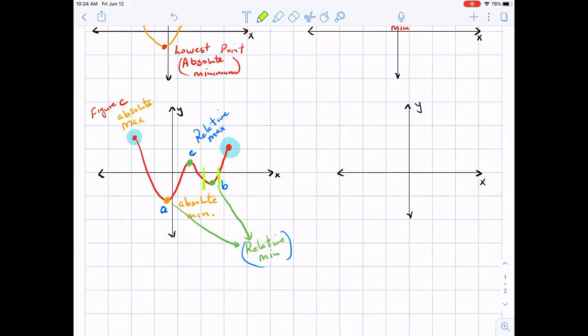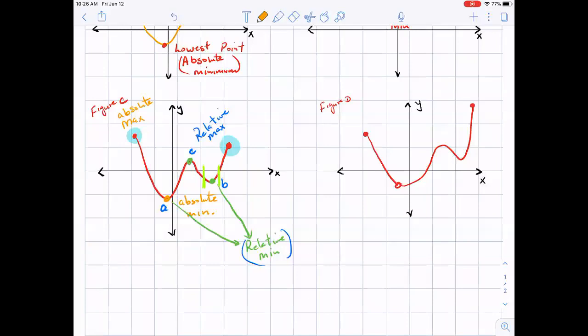Let's look at one more example before I write the definition. So in figure D, what's the highest possible point on this graph? If you look over here, let's call that point A. This is the highest point, so this will be your absolute max, the highest possible point. Now, let's label all these B, C, D, and E. D is lower than all of them, but the point is not defined.